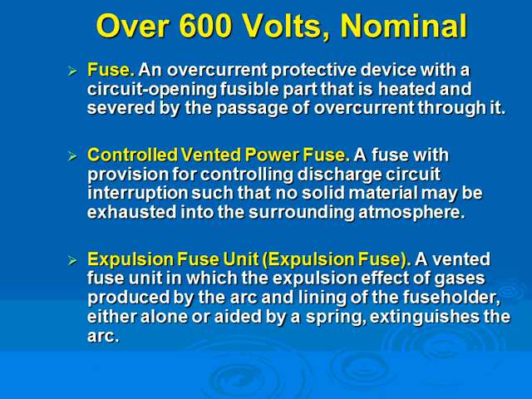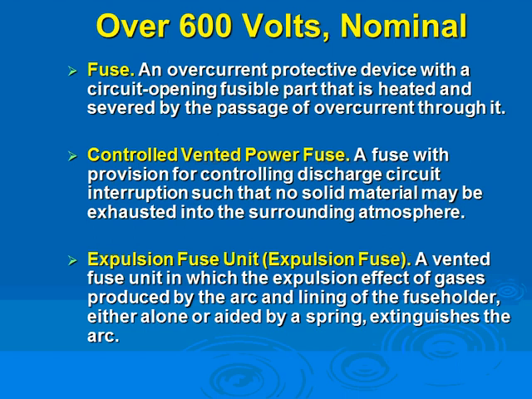A typical high voltage fuse, guys, is a dumb fuse: an overcurrent protection device with a circuit opening fusible part that is heated and severed by the passage of overcurrent. That's a dumb fuse. There's no intelligence in it. It's like any other fuse that you have in low voltage. It's a piece of little wire sized appropriately. Too much current goes through it, it burns. And then they have some insulation or fire extinguishing material inside it.